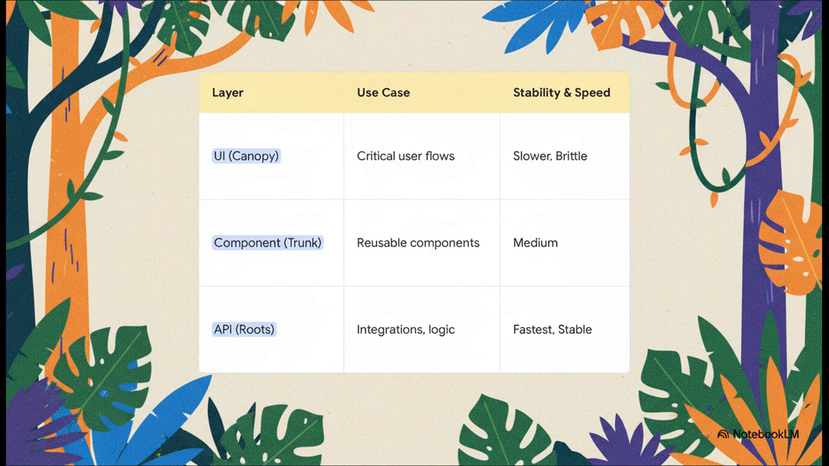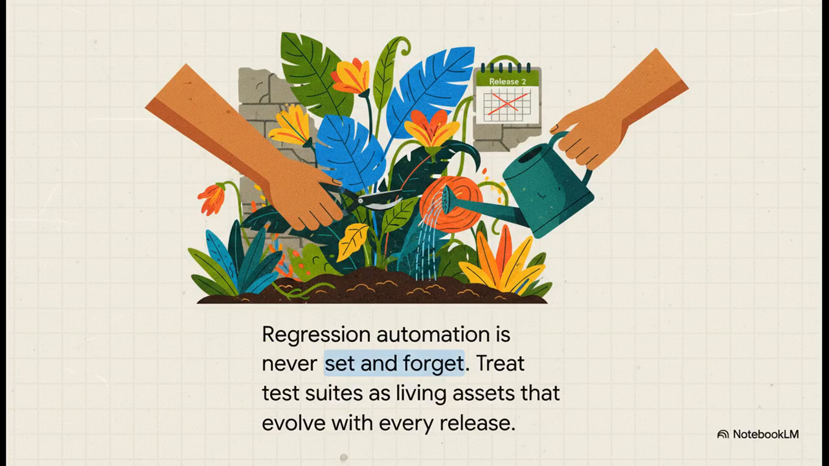Okay, principle 3 is all about choosing the right layer to test on. A great way to think about this is to picture your Salesforce org as a tree. Testing way up at the UI level, that's the canopy, is super important for making sure those end-to-end user journeys actually work. But those tests can be slow and, frankly, a bit brittle. Now, if you go deeper, down to the API level, the roots, you can test your core logic and integrations with incredible speed and stability. A really smart strategy uses a mix of all these layers, making sure you're testing the right thing at the right level.